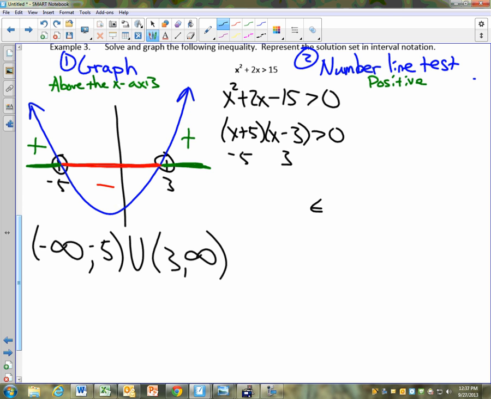And then number line test, that's slightly different. We draw the number line, and we want to look for values that are positive on the number line. Okay? So here's what I'm going to do. I plot my numbers -5 and 3.